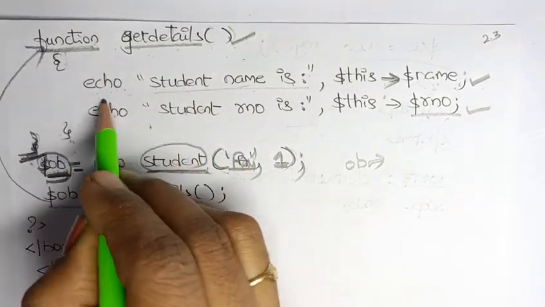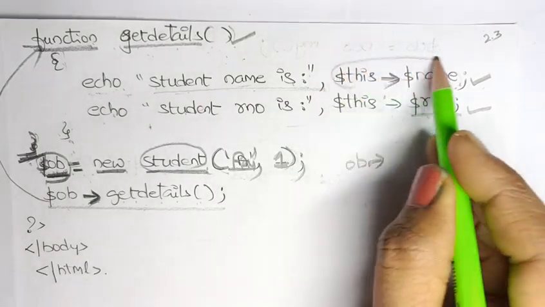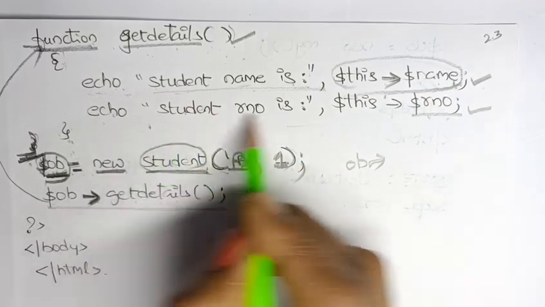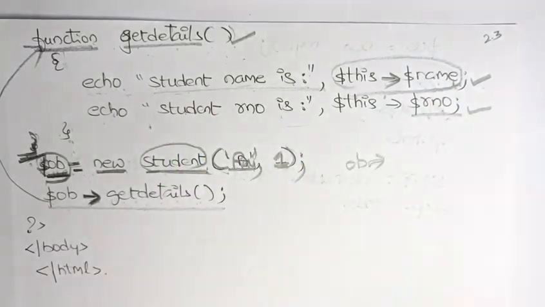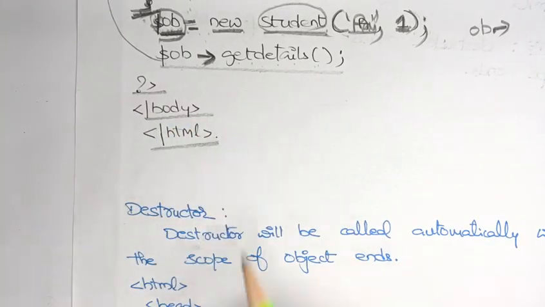Whatever is in this function, it will print: echo student name is $this arrow $name, which is nothing but Ravi, and student roll number is 1. Next, close the PHP and HTML body tags, the HTML tags.